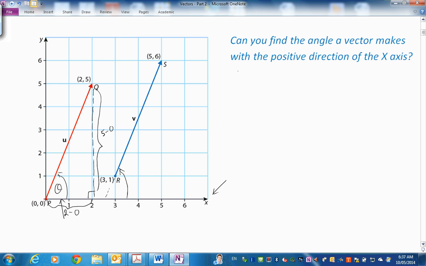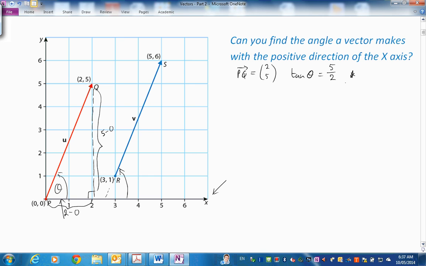So if vector PQ has components 2, 5, the tan of theta, the angle it makes with the positive direction of the x-axis, is going to be the y over the x component. Paralleling what we did with delta y and delta x for the slope of a straight line in coordinate geometry. Only this is just a little bit neater.